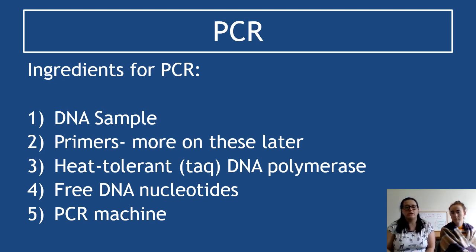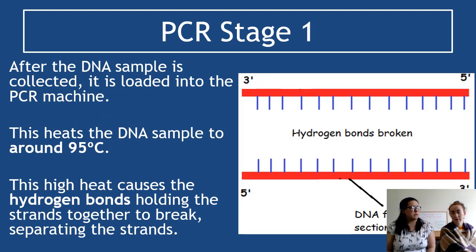We also need free DNA nucleotides. If we've got a DNA sample and we want to build more of it, we're going to need some nucleotides to build the new strand. And you need a PCR machine, costing about £10,000, I think, for a standard PCR machine now. It's a lot cheaper than it used to be.